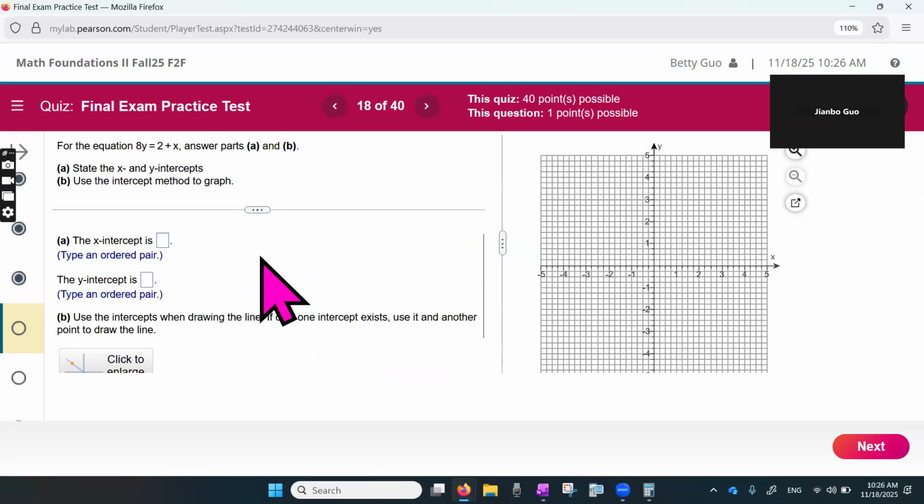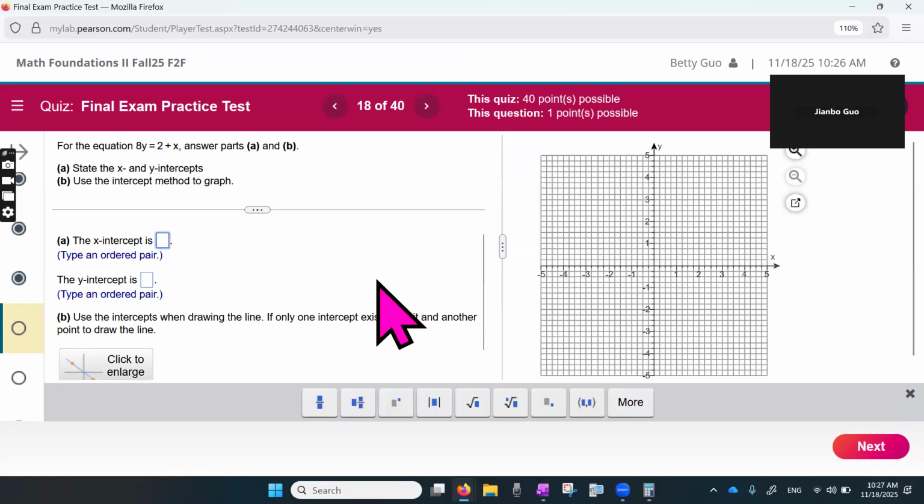For the equation y equals 2 plus x, answer parts A and B. State the x and y intercept. Okay, listen, when we need to find the x-intercept, make y be 0, okay? Plugging in y equals 0, x equals negative 2. So the answer is negative 2, comma 0. Let's make sure the comma, negative 2, comma 0, okay?